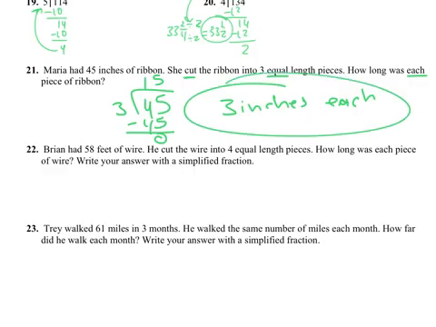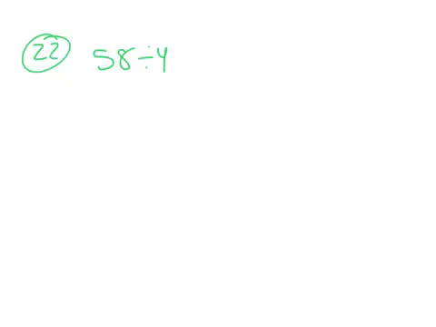Okay, for number 22, we've got Brian had 58 feet of wire. He cut the wire into 4 equal length pieces. How long was each piece of wire? And write your answer with a simplified fraction. So I'm going to set this problem up on a separate slide and show you guys how to solve it. So from problem number 22, we had 58 feet of wire, and we're going to divide it into 4 equal pieces. So we're going to take 58 divided by 4.